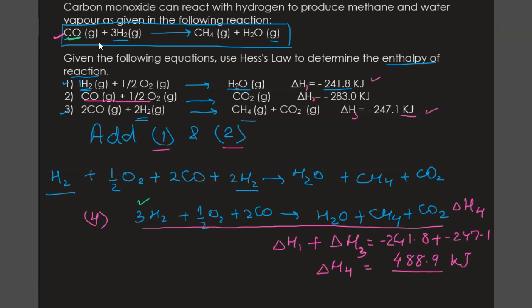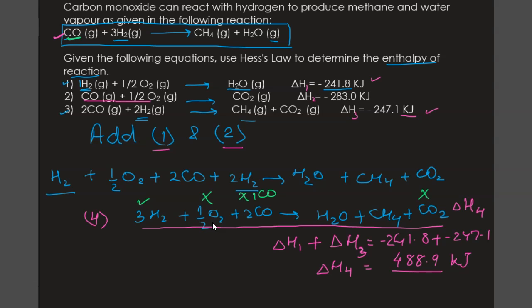Then on the left side, we do not have any oxygen. Here we have an oxygen, so we need to get rid of this oxygen. Next, on the right side, we have methane, and we have methane here. We have water here, we have water here. And then there is no carbon dioxide in the reaction, whereas we have carbon dioxide here. So we need to get rid of this oxygen, we need to get rid of this carbon dioxide, and we need to get rid of one carbon monoxide.